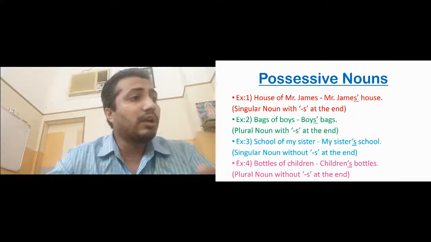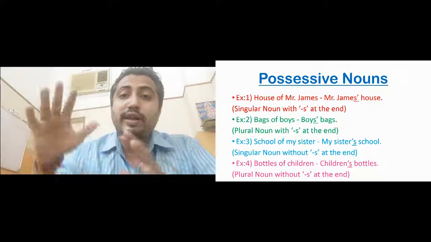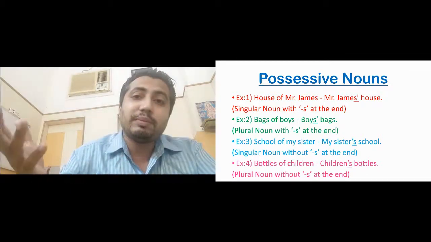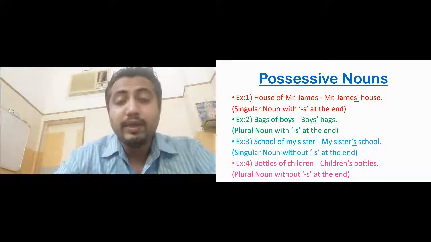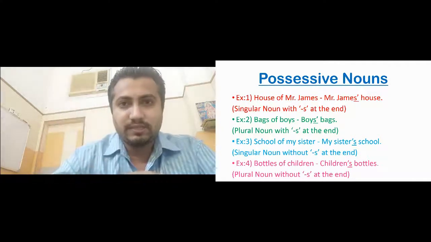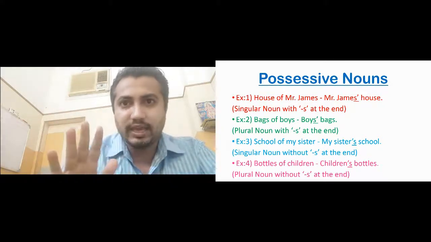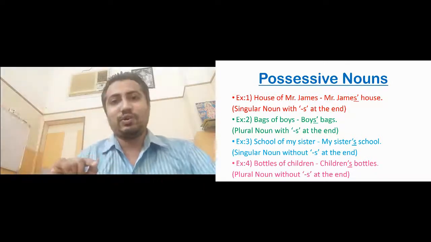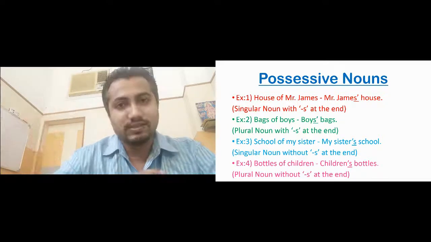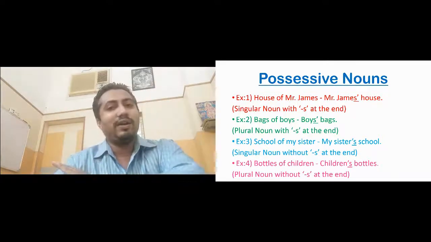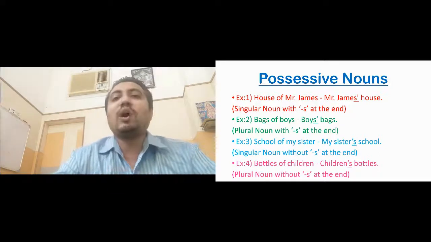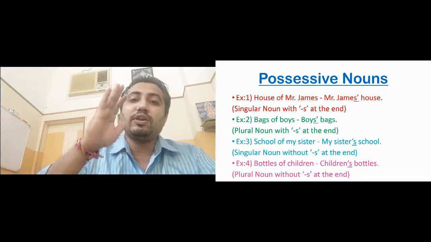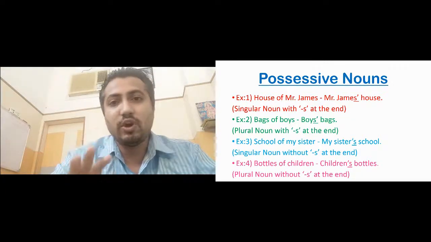Bottles of children. ठीक है, चिल्ड्रेन का बॉटल. चिल्ड्रेन इज प्लूरल, चाइल्ड इज सिंगुलर, एक बच्चा है तो चाइल्ड, एक से ज्यादा बच्चे हैं तो चिल्ड्रेन. तो चिल्ड्रेन इज प्लूरल बट एट द एंड देयर इज नो एस, है ना, एट द एंड वहां पे एस नहीं है. सो व्हाट आर वी गोइंग टू डू? चिल्ड्रेन एपोस्ट्रोफी एस. ओके, चिल्ड्रेन्स बॉटल्स. ओके, बच्चों का बॉटल. Are you clear with this students? So these are the things that we have to keep in mind while using apostrophe s, that is possessive nouns.